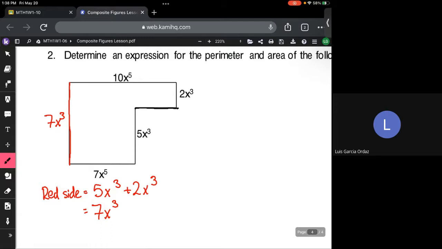I'm literally... So you're not even writing anything down? You're not even writing anything down. So for my black side, what two sides do I need to use to figure out the black side?